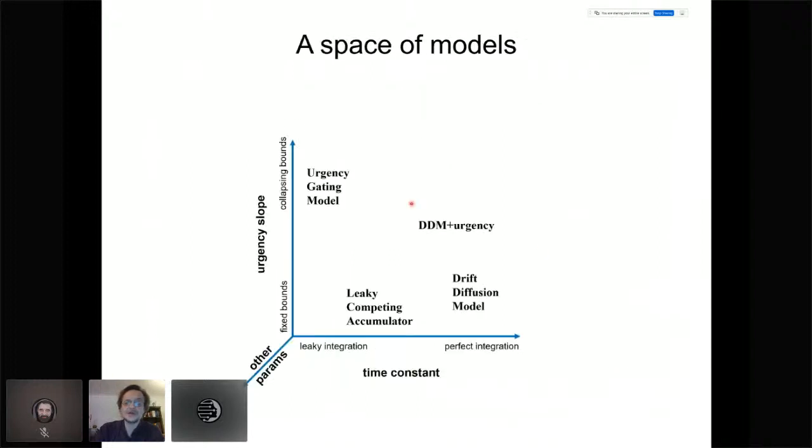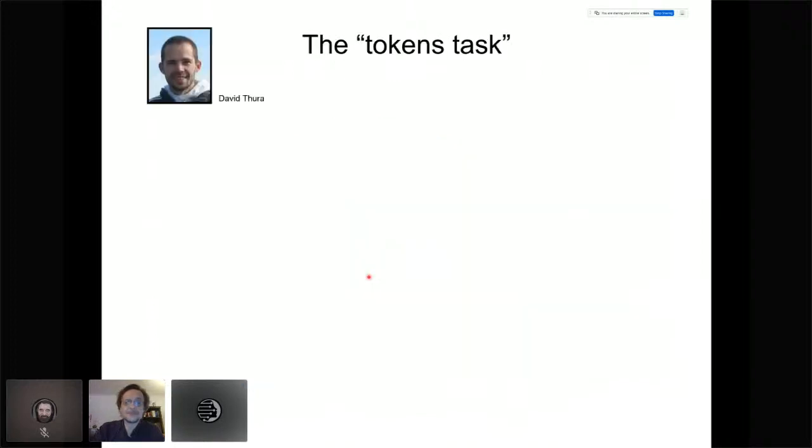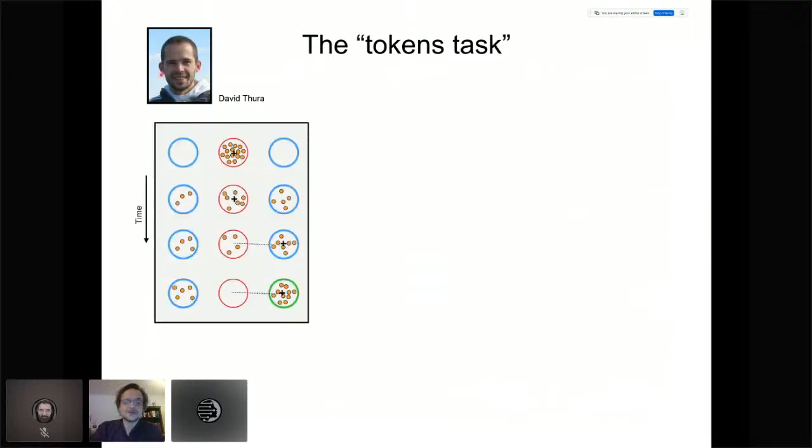In other words, if you do constant evidence tasks, you could fit them with models in a very broad range of parameter settings. And for this reason, we and others have been doing these so-called changing evidence tasks, where you can estimate what the time constant is more precisely. And in our hands, at least, it favors the urgency gating model. I'm going to describe very quickly, in the last couple of minutes, if I have any, what we call the tokens task, which was the project of my former postdoc.